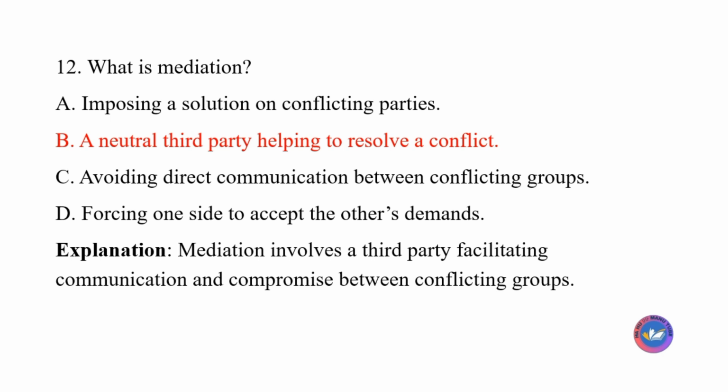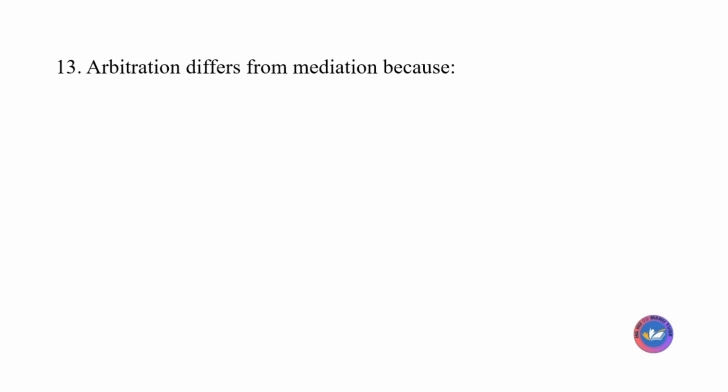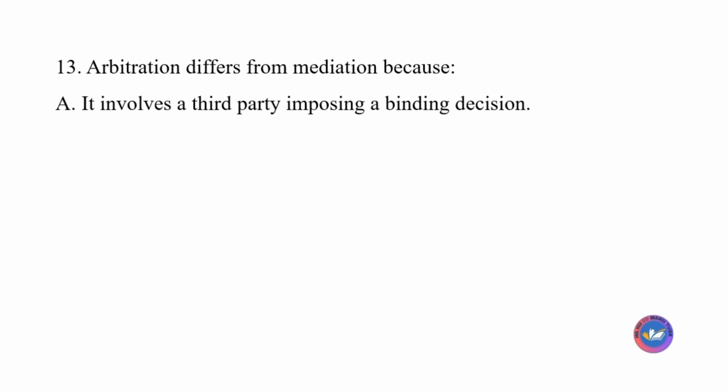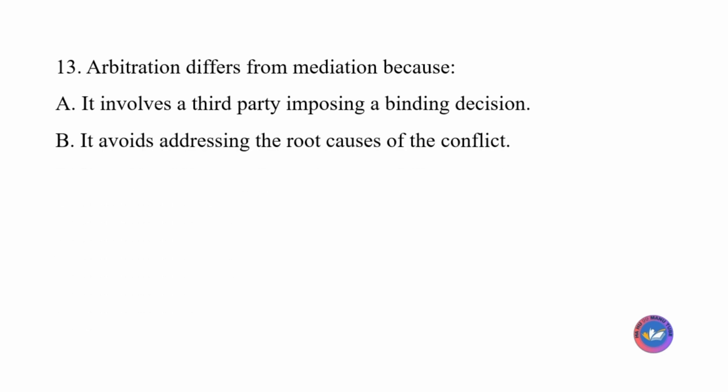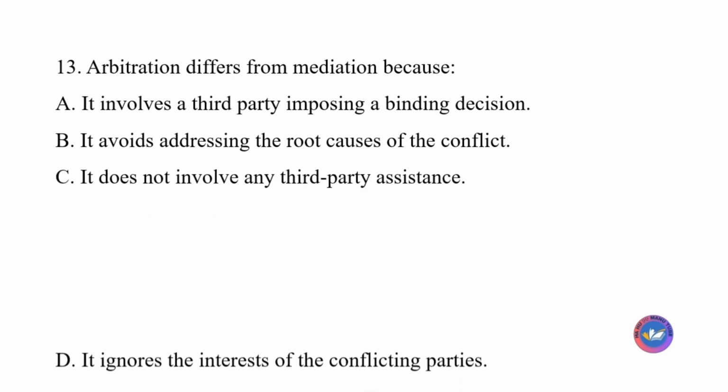Question number 13. Arbitration differs from mediation because A. it involves a third party imposing a binding decision. B. It avoids addressing the root cause of the conflict. C. It does not involve any third party assistance. D. It ignores the interests of the conflicting parties.